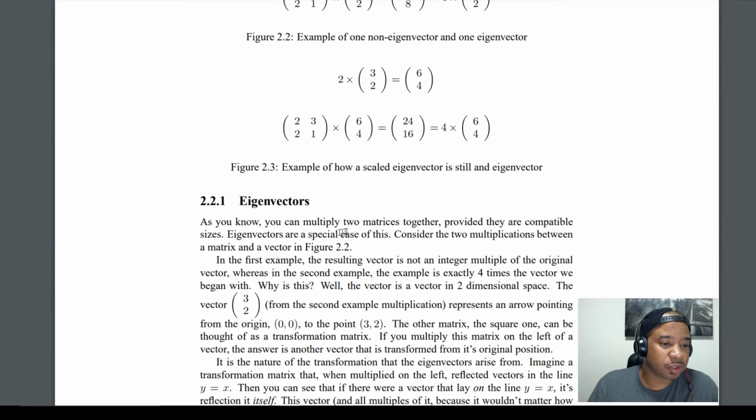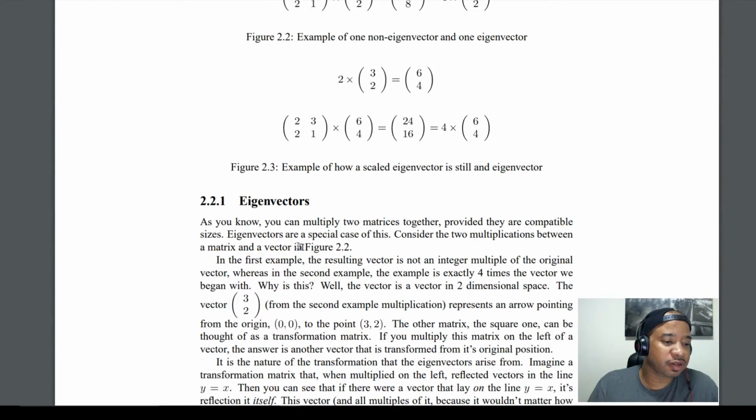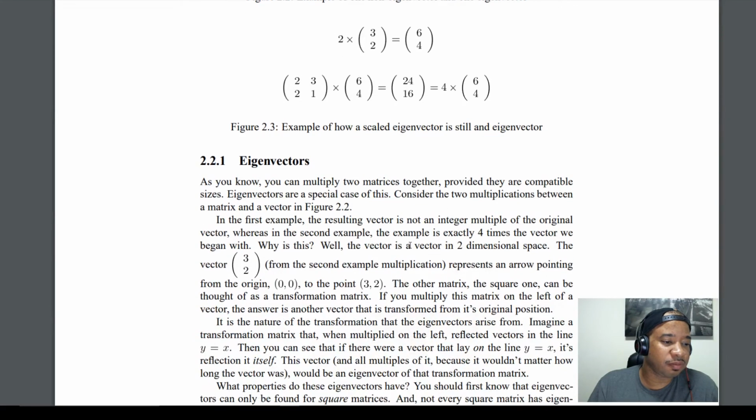As you know, you can multiply two matrices together provided that they are compatible sizes. Eigenvectors are a special case of this, so consider the multiplication between a matrix and a vector. In the first example, the resultant vector is not an integer multiple of the original vector, whereas in the second example, the result is exactly 4 times the vector we began with.